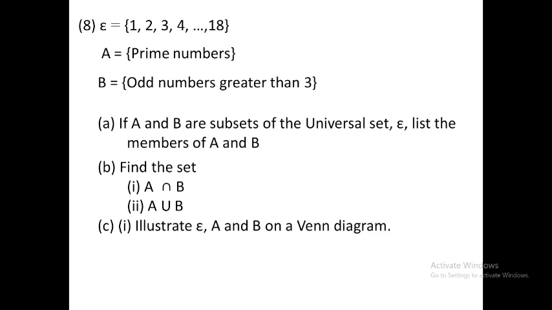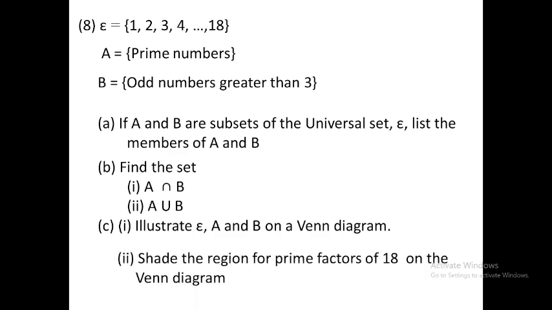Very good. Now let's solve it. Before that, we are to shade the region for prime factors of 18 on the Venn diagram. So look at the prime factors of 18 and shade them. We have the region 1, region 2, region 3, and then the ones outside. So look at the ones that are for the prime factors of 18 and shade it.